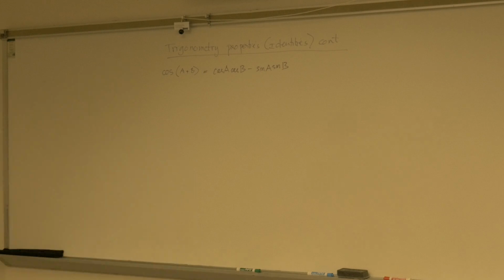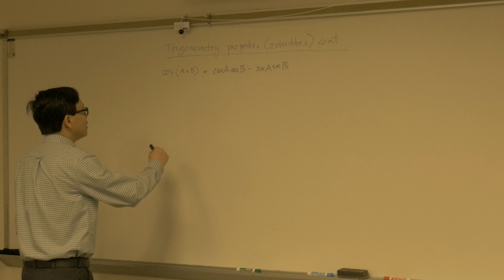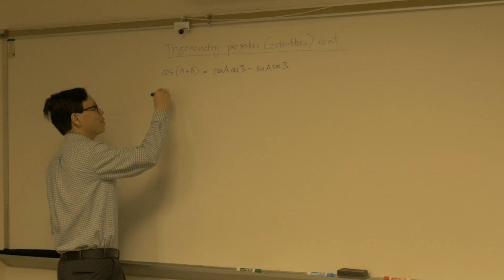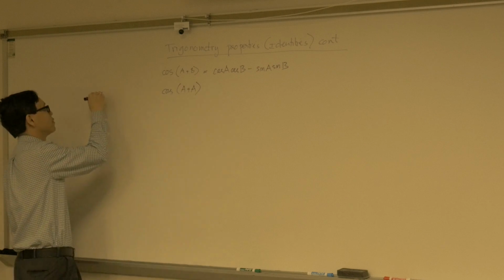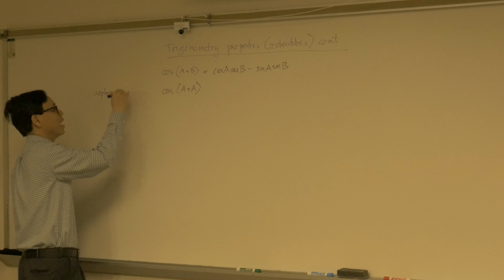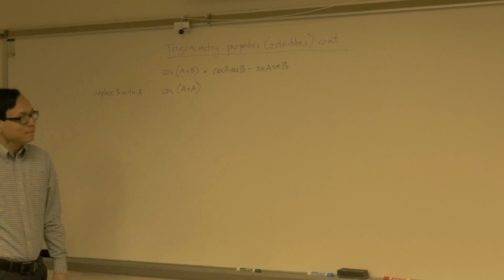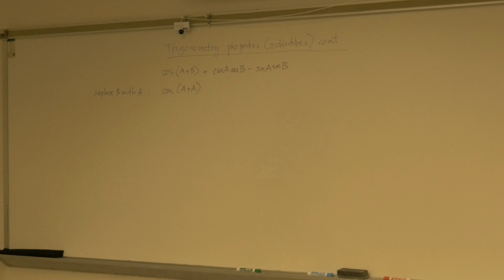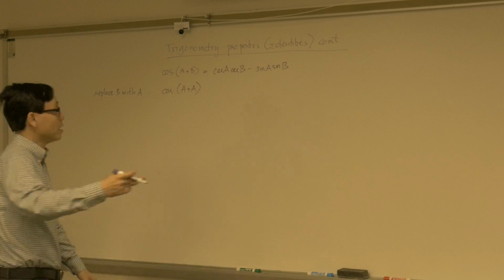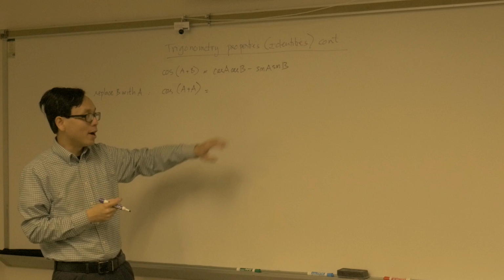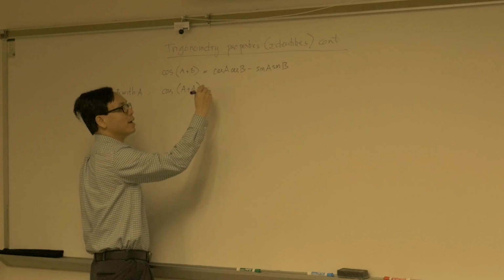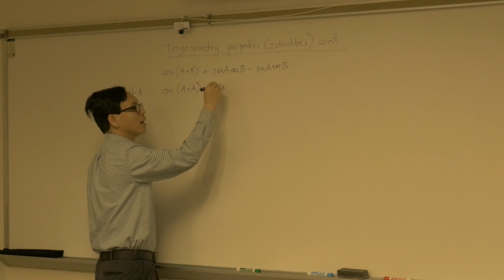Now, this is what I'm going to do. I'm going to replace my angle B with another angle, with angle A, for example. So I have cosine of A plus A, and cosine of A plus A equals, if I apply the formula we already learned last time, what? I replace the B over here, right? Cosine squared A minus sine squared A.